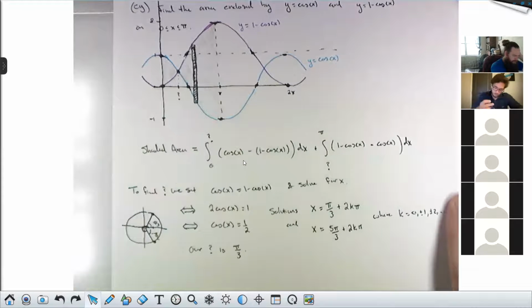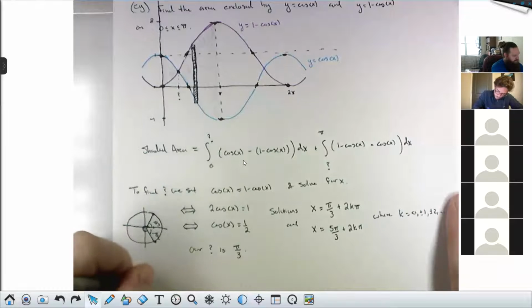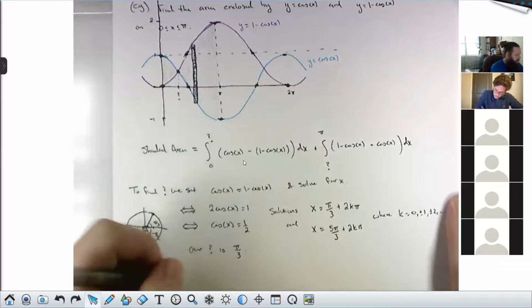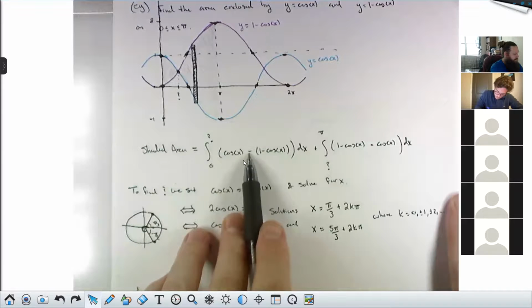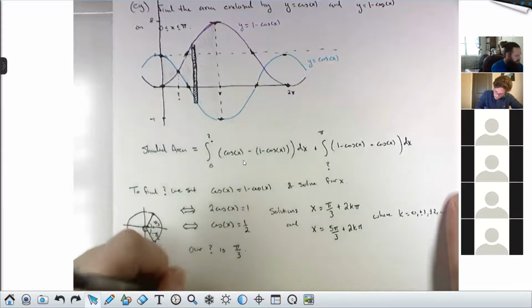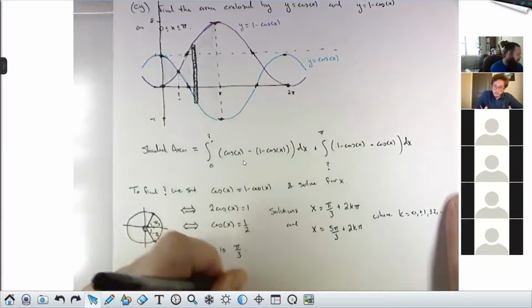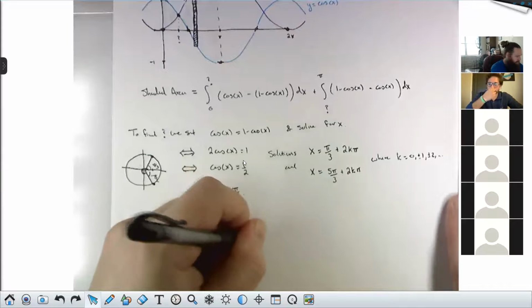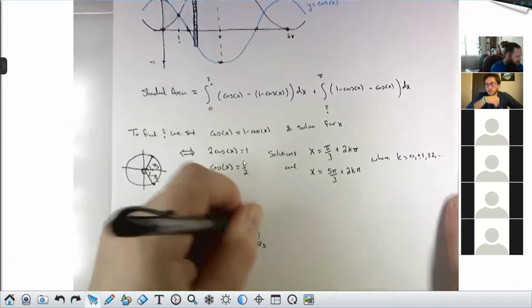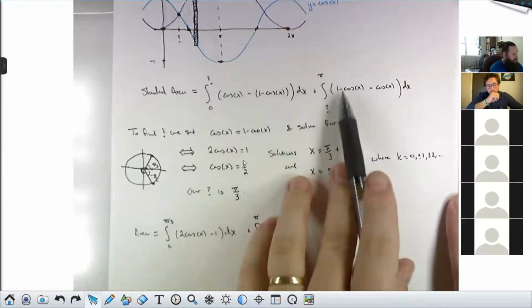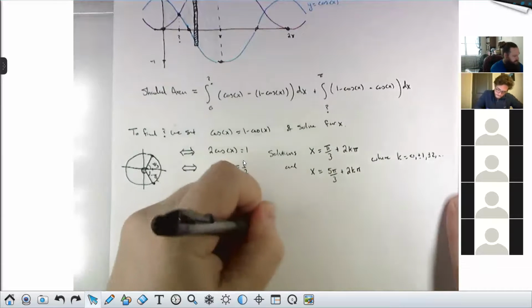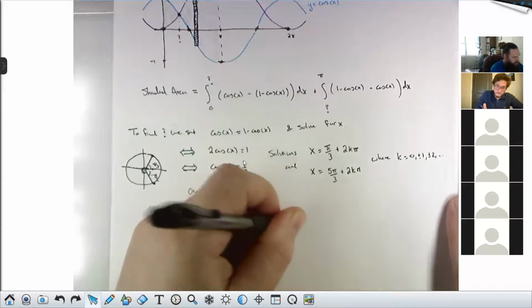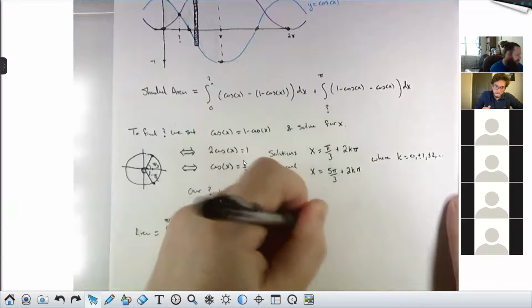So our area is equal to the integral from 0 to pi over 3 of cos x minus (1 minus cos x), that's 2 cos x minus 1 dx, plus the integral from pi over 3 to pi of 1 minus cos x minus cos x, that's 1 minus 2 cos x dx.